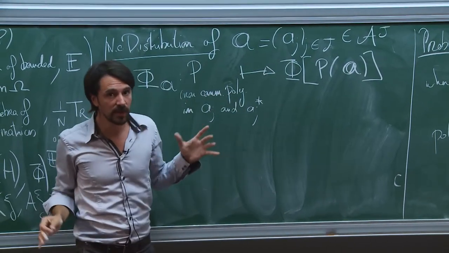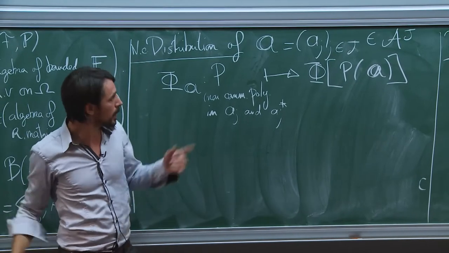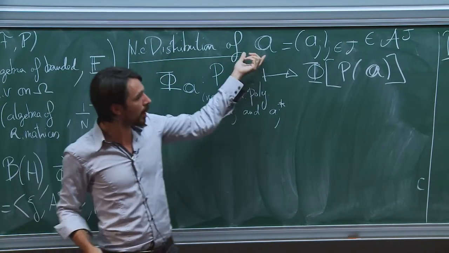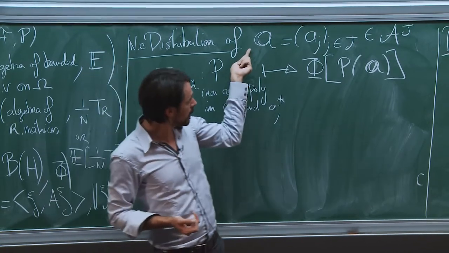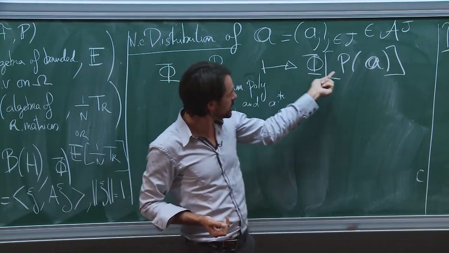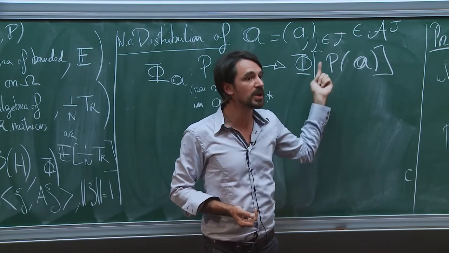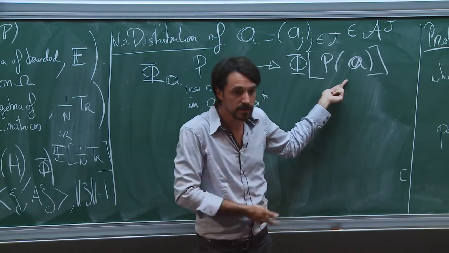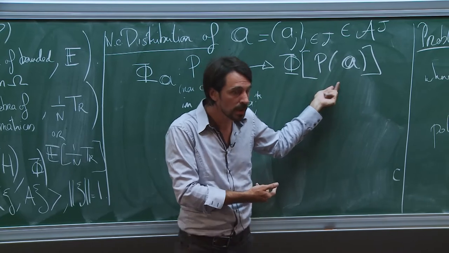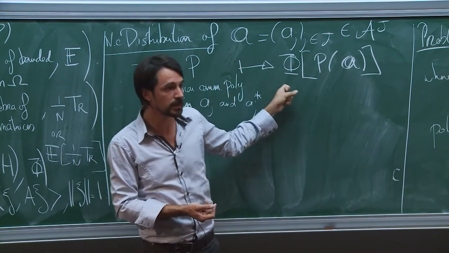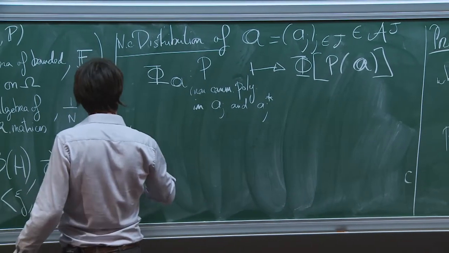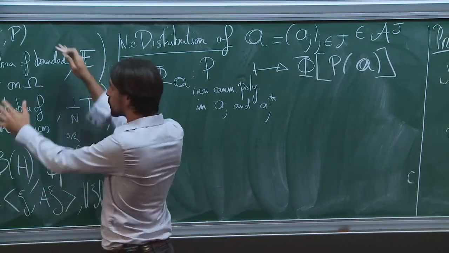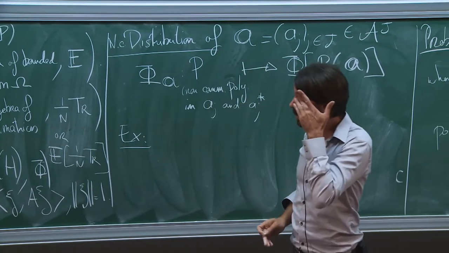The idea is that as we are in an algebra, the numbers we can extract from A are obtained as follows. We first do the most general operation we can do in this algebra, which is taking non-commutative polynomials. And then we capture the trace, the expectation. Okay? So let's go back to these examples, at least the first two.